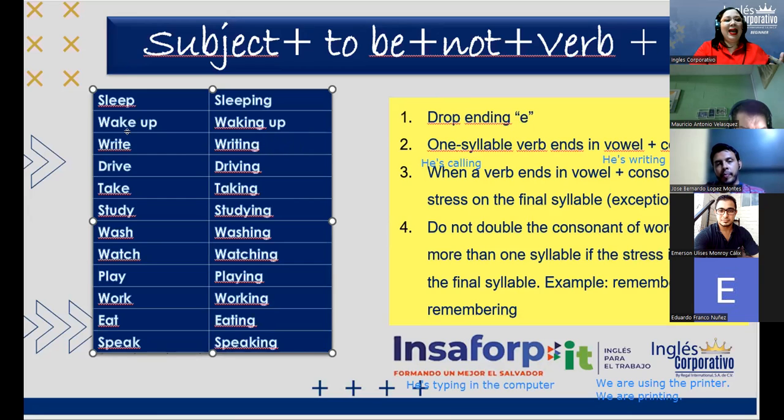This verb ends in the letter E. We drop letter E and add ing. Here is the first rule. Miren, esta sería nuestra primera regla. When a verb ends in the letter E, we drop letter E and add ing. Write, writing. Drive, driving. Take, taking. Okay? A ver, esto es solo recordando porque ya lo conocemos, ¿verdad? Ya lo sabemos. Pero démosle a conocerlo aún mejor.